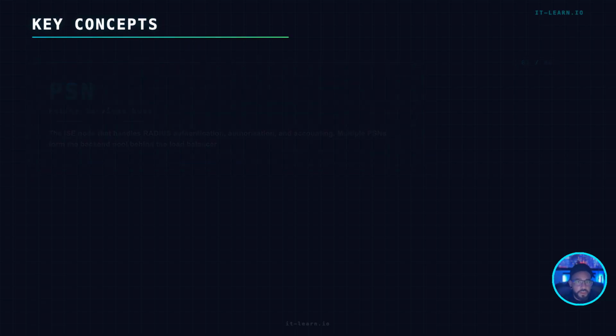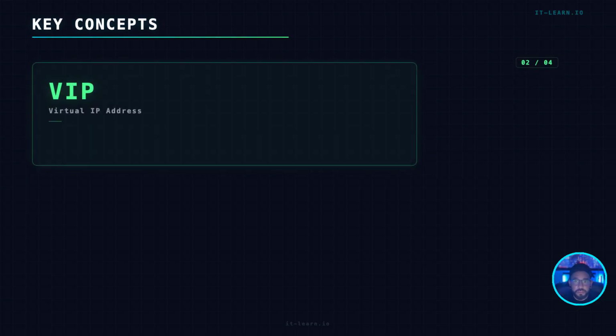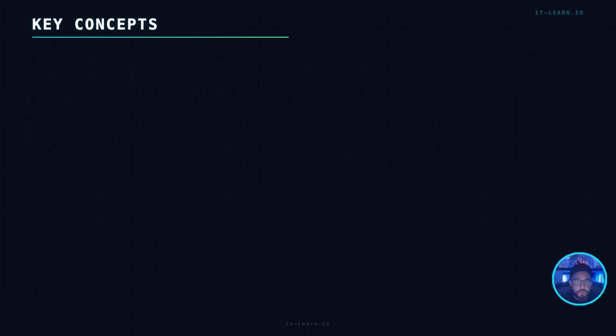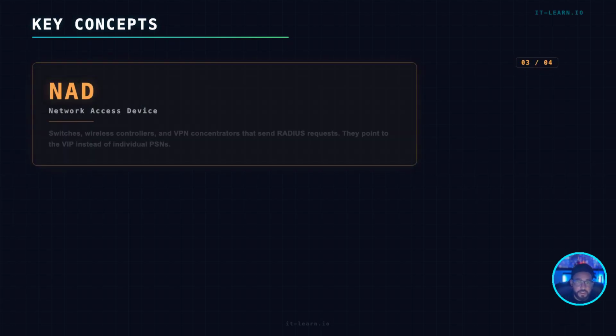If you're doing profiling, the PSN handles that information too. And in a load balanced setup, you have multiple PSNs behind a virtual IP. Next is the VIP, or the virtual IP address. This is the address that the load balancer listens on. Your NADs, or network access devices, your switches and wireless controllers, point to the VIP as the RADIUS server. The load balancer then forwards those packets to the real PSN IP addresses in the backend.